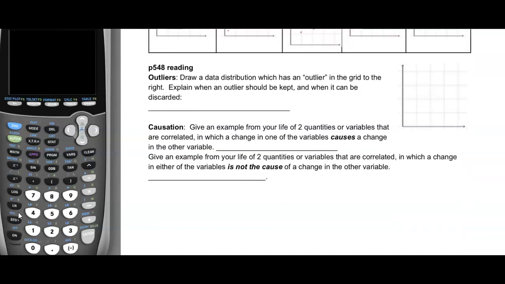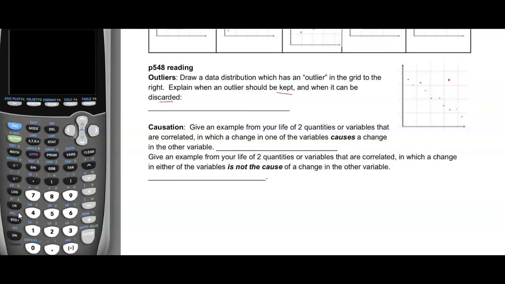Outliers. Draw a data distribution which has an outlier in the grid to the right. Explain when an outlier should be kept and when it can be discarded. So let's draw a data distribution similar to the ones we drew above, and then we'll have one outlier. So this outlier is apparently an outlier because it's so far away from the rest of the points. When should it be kept and when should it be discarded?